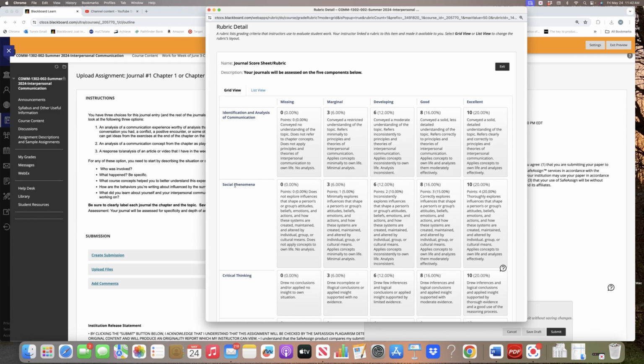And the idea that we are influenced by culture, by our family, by our friends, by the school that we attended, by the town that we grew up in, by the country that we grew up in. So basically, if you did a great job, you are exploring the influences that shape, for most of the time, it's you as an individual, that shape a person's attitudes, beliefs, emotions, and actions. We don't spend an awful lot of time looking at how these systems are created, maintained, and altered by cultural means. We will talk about this when we get to chapter 3, and then applies the concepts to your own life.